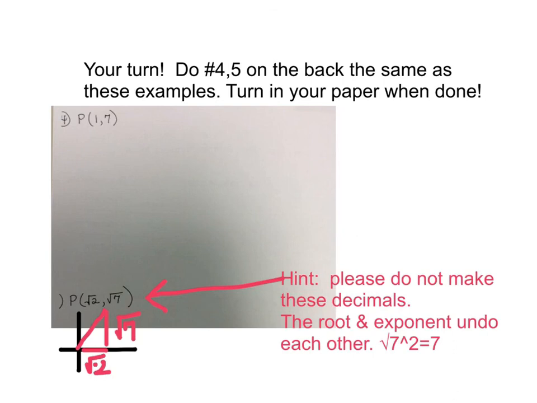Don't want that. And remember, when you're doing a squared plus b squared, for example, square root 7 squared, what happens to the root with an exponent? They just undo each other. The square cancels out the root, and it's just 7. Remember that when you're doing the a squared and b squared. Good luck.